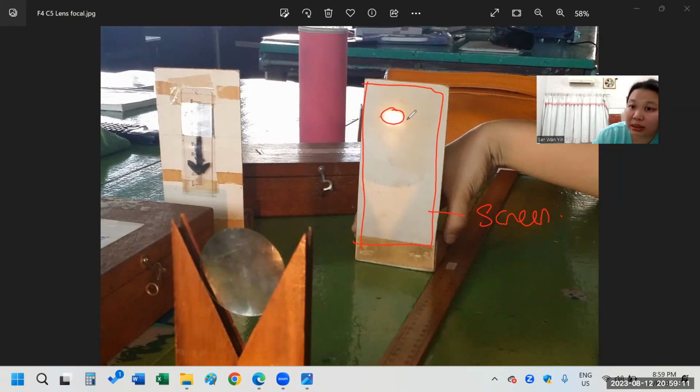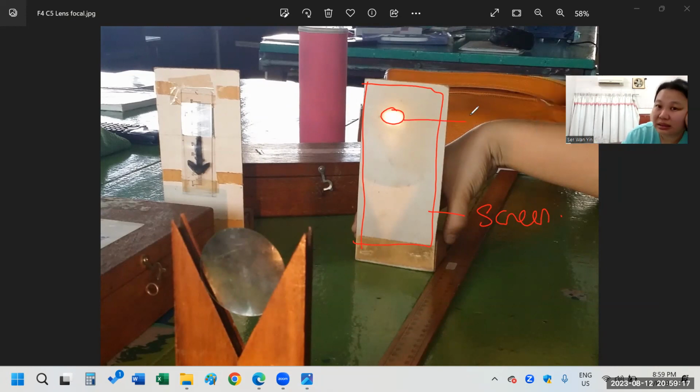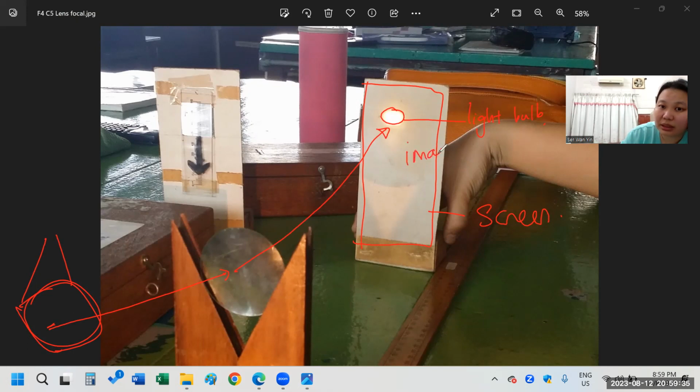Actually, what is this red dot? This red dot is actually the light bulb. This is a light bulb. So the light goes through here and goes through. Okay, so this is an image. This is a real image that can form on the screen.